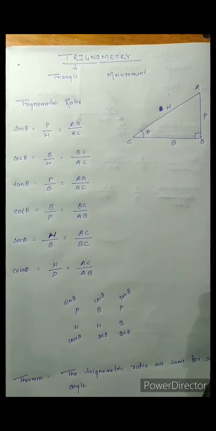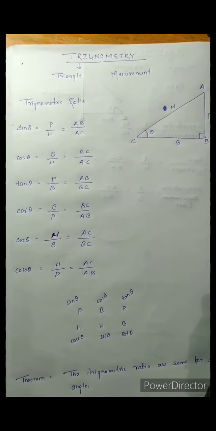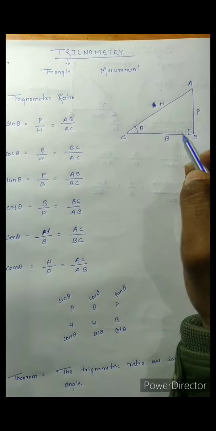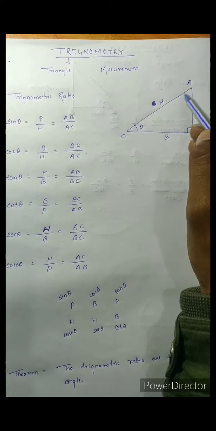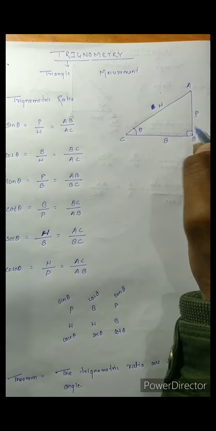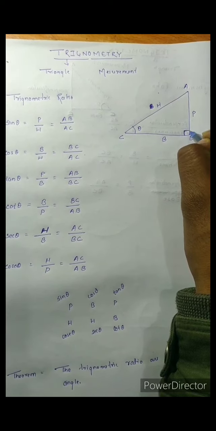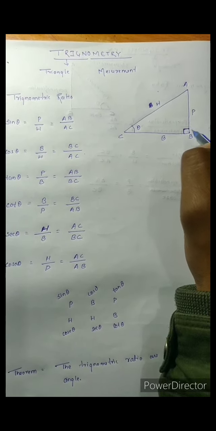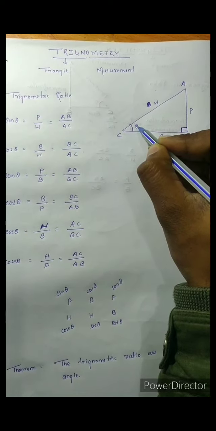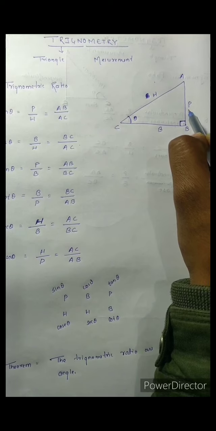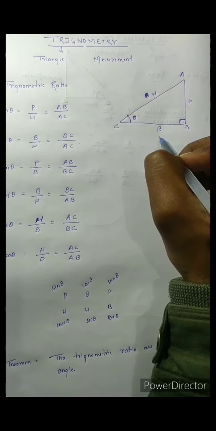So now, the trigonometric ratio. Here trigono means triangle and metry means measurement. And one thing, we will study the trigonometric ratio only in a right angle triangle. Here ABC is a right angle triangle, this is a 90 degree angle at B and this is angle theta. We can say that this is perpendicular, this is hypotenuse and this is base.